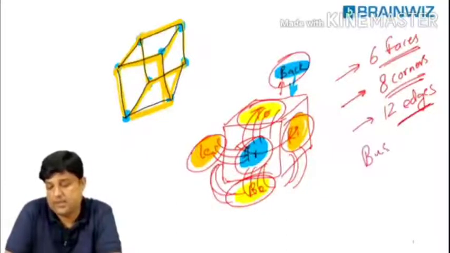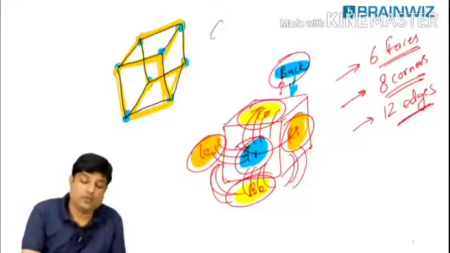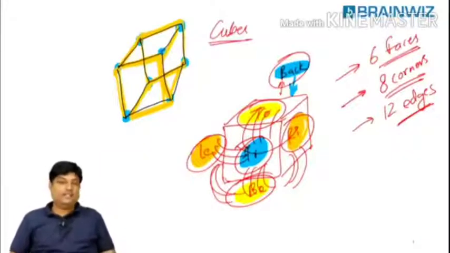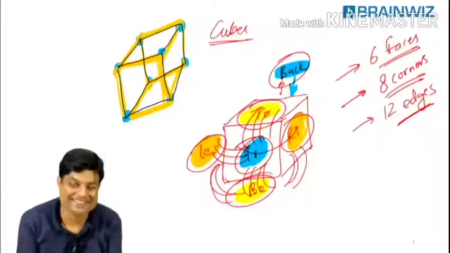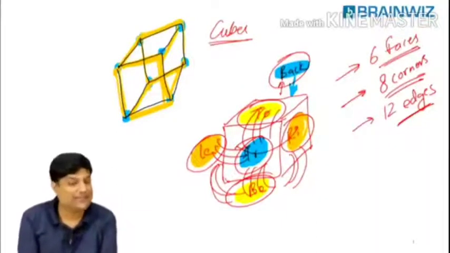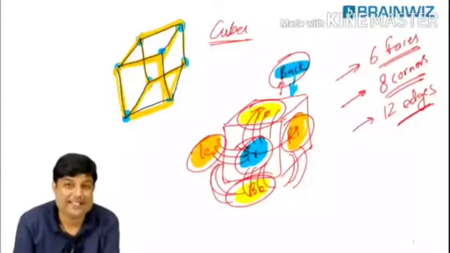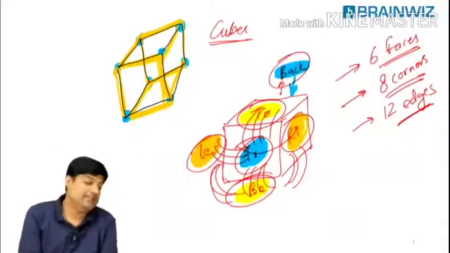बस आज के लिए इतना ही. Okay. Cube's topic is over today. So the rest of the things we'll learn tomorrow. Is it fine, everybody? We have learned a lot of things in cube. 6 faces we have learned and 8 corners we have learned. And how many edges are there? 12 edges. Never forget these basics, everybody.